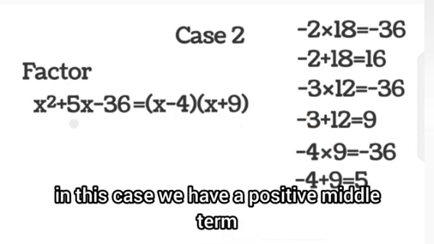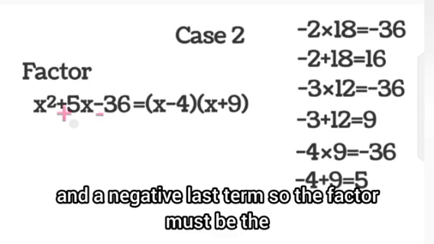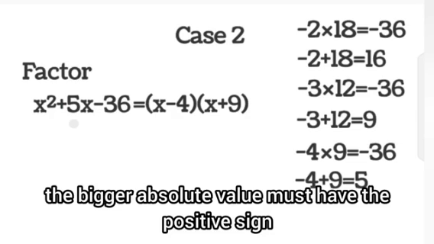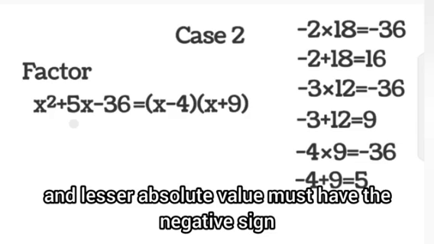In this case, we have a positive middle term and a negative last term. So the factor with the bigger absolute value must have the positive sign, and the one with the lesser absolute value must have the negative sign.